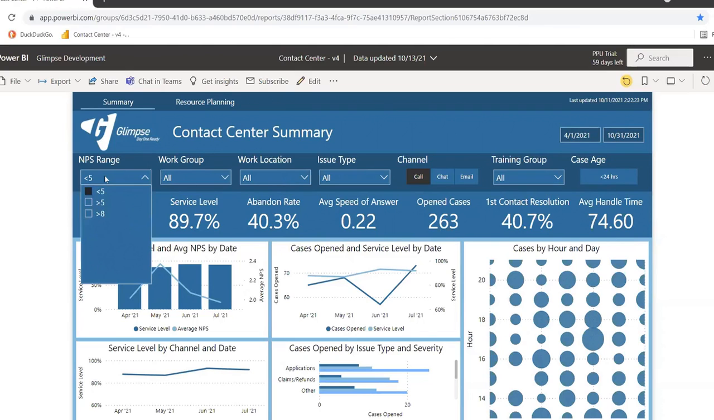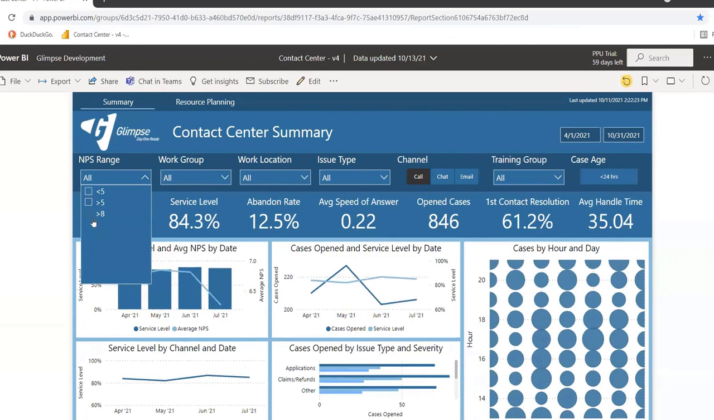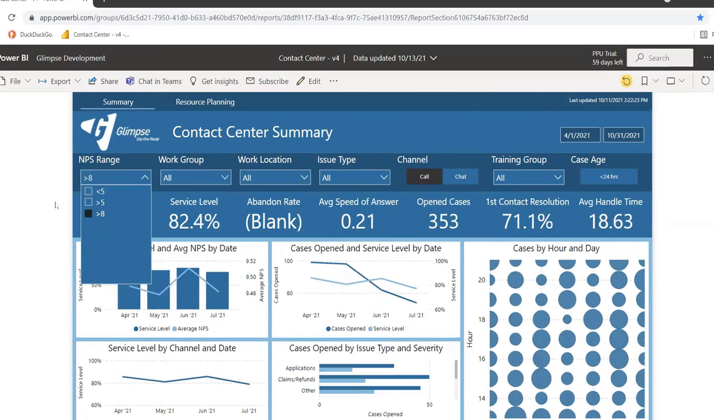But let's look at the contrast to that. Let's say we want to know what was the customer experience when the Net Promoter Score reported was good? Well, service level's acceptable. It's not awesome, but it's 82. Speed of answer is quick. There are a lot of cases there. First call resolution is pretty good. Handle time is way down from 74 minutes down to 18 minutes. So intuitively, it looks good.